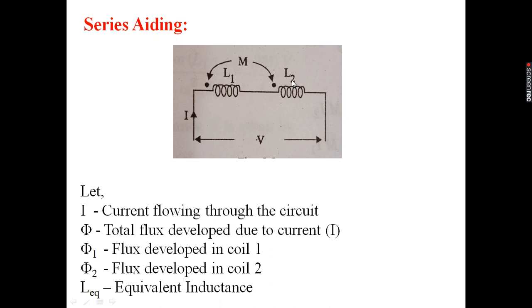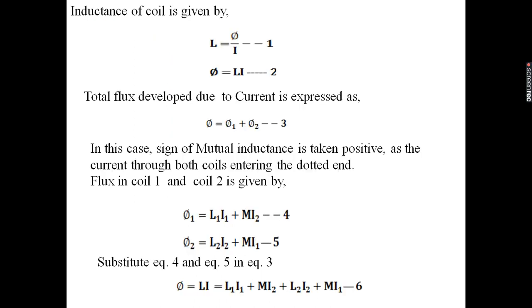As we know, inductance is flux linkage per unit current. Flux linkage is normally the number of turns times flux, N phi, but we have taken only phi here because we have assumed the number of turns in coil 1 and coil 2 are equal and equal to 1, for simplification. So we can say that L is equal to phi by I, that's why we neglect N here. So phi is equal to L I.